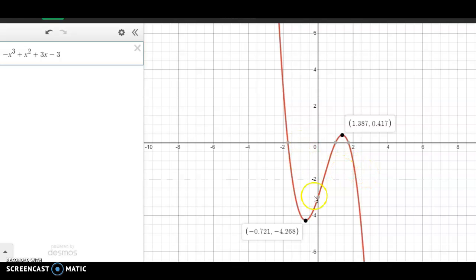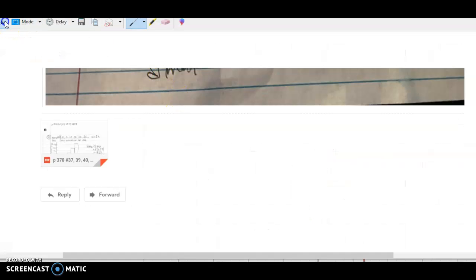Other key points, besides the y-intercept again at 0, negative 3: here are my zeros, or my x-intercepts. This is where it's crossing the x-axis. Here I have an x-intercept at negative 1.732. And then I have two more x-intercepts at positive 1 and positive 1.732. Let me just cut those out real quick.